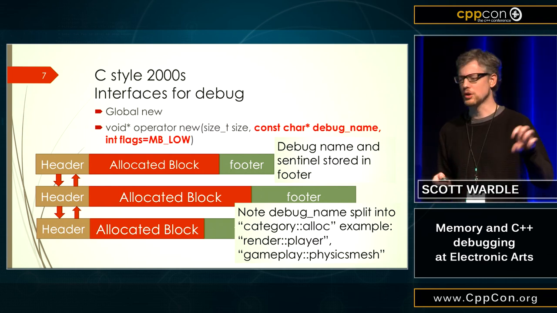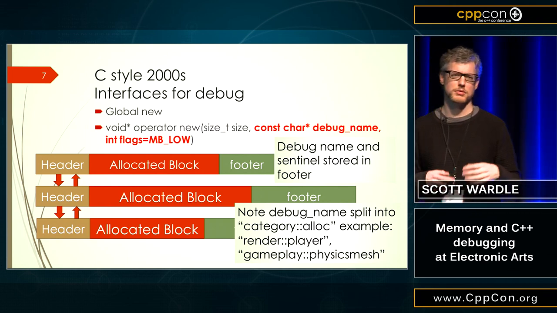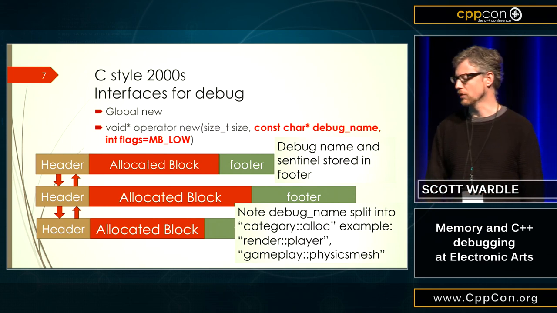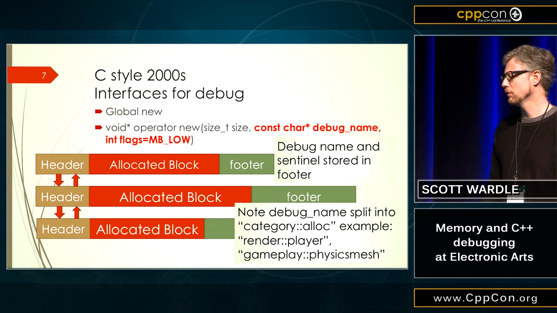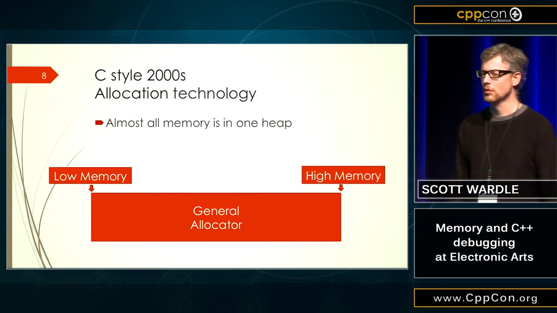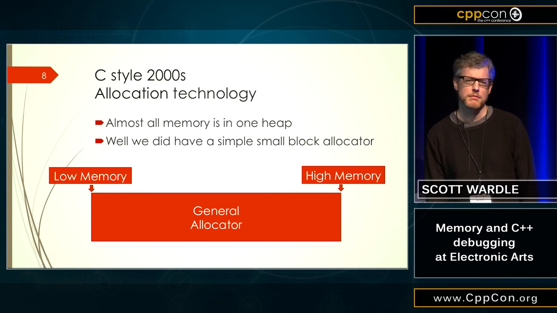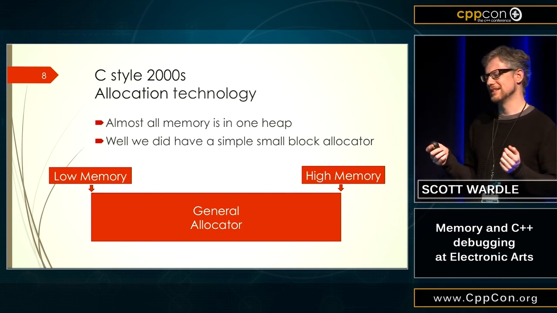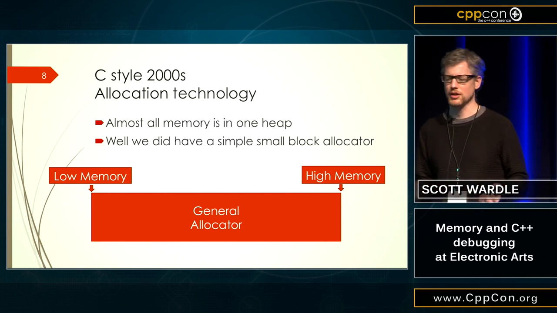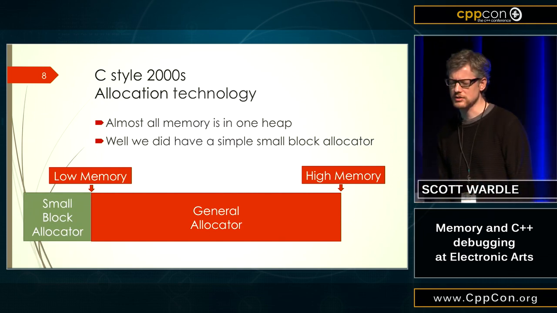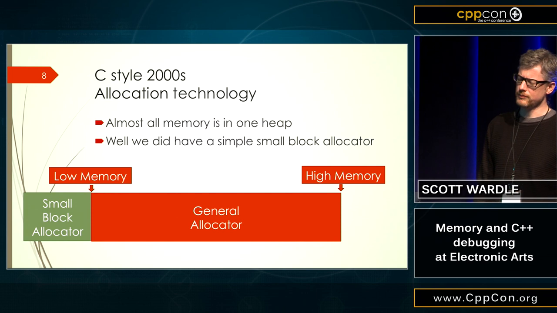It would be like category::allocator. So we would have things like rendering::player or gameplay::physicsmesh, those kinds of things, and we would store it there. And this was pretty good tech, we thought, and it was good. It was simple back then because we didn't really have very many pools or anything, because there wasn't that much RAM, only tens of thousands of objects, I guess.